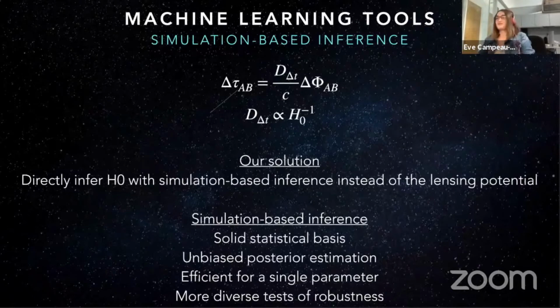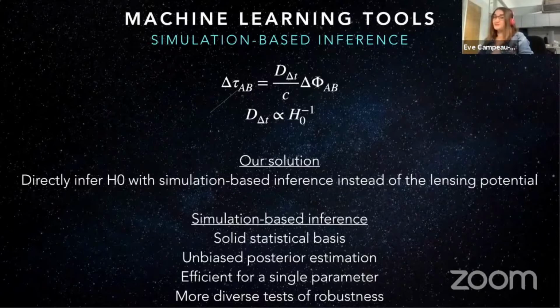But let's go back to our problem. So, okay, I said we have to measure time delays and then reconstruct the potential to infer each H-knot. But what if we could just directly infer each H-knot from the image and the time delays? So that's what we're trying to do with simulation-based inference.